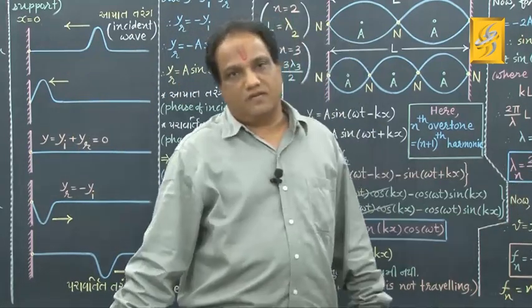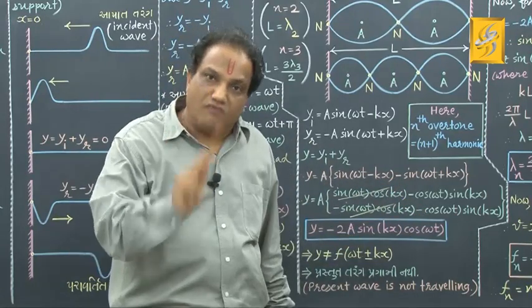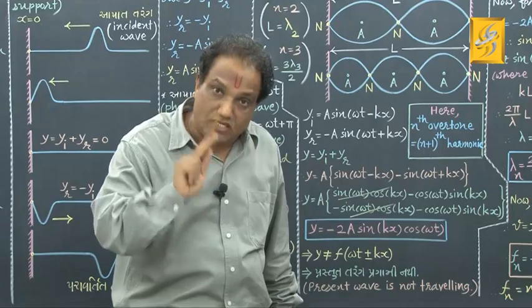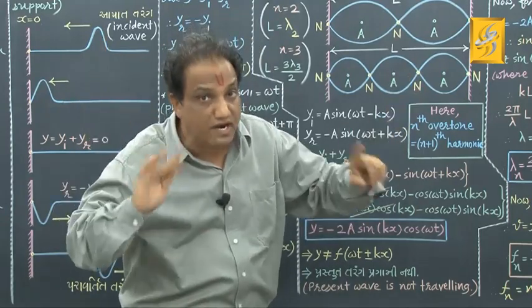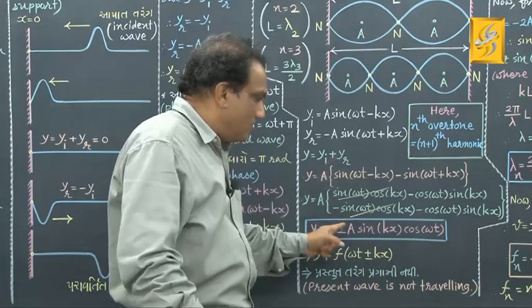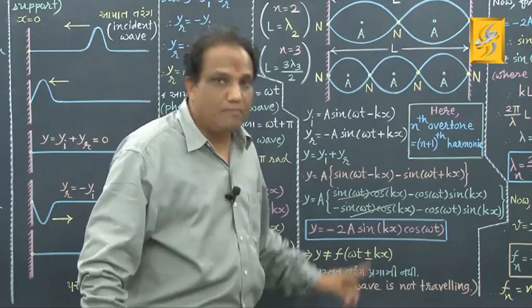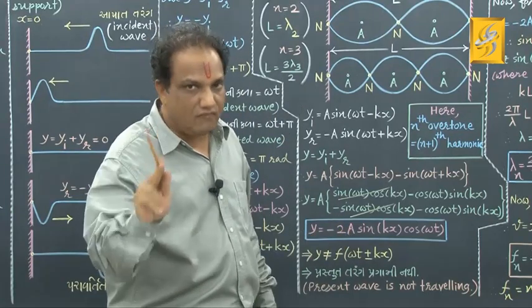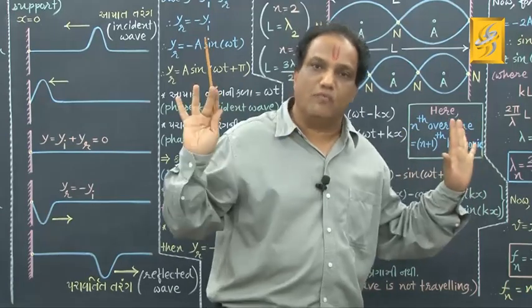Correct? Then which sort of wave is represented by this equation? That wave, because it produces a stationary pattern in the medium, we will call it stationary wave. So this is the equation which represents stationary wave. Okay? Please remember this format. Y equals to minus 2a sin of kx cos of omega t.